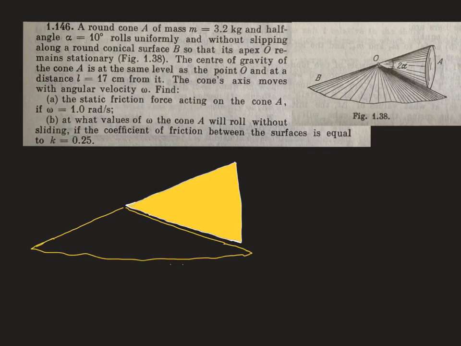So for solving this problem, let us look at the free body diagram of the cone. This is a cone having semi-vertical angle, or the semi-angle of the cone, alpha, and this is the center of gravity of the cone. Let's look at the forces acting on it. So these are the forces acting on the cone. The weight is mg, the normal reaction N, and the friction force F.